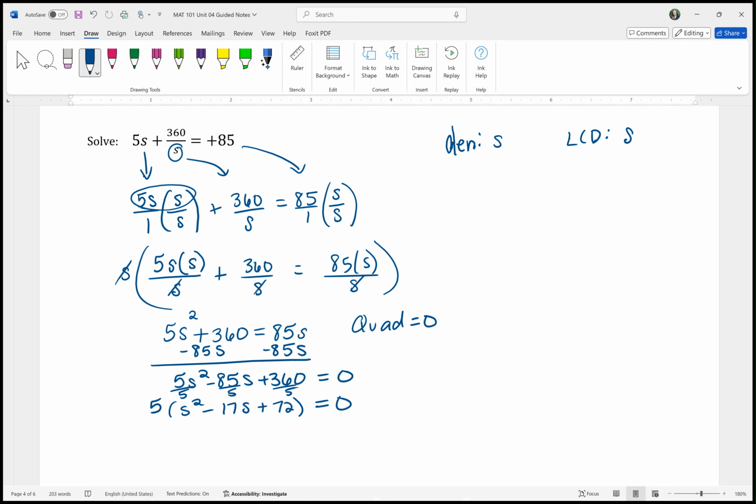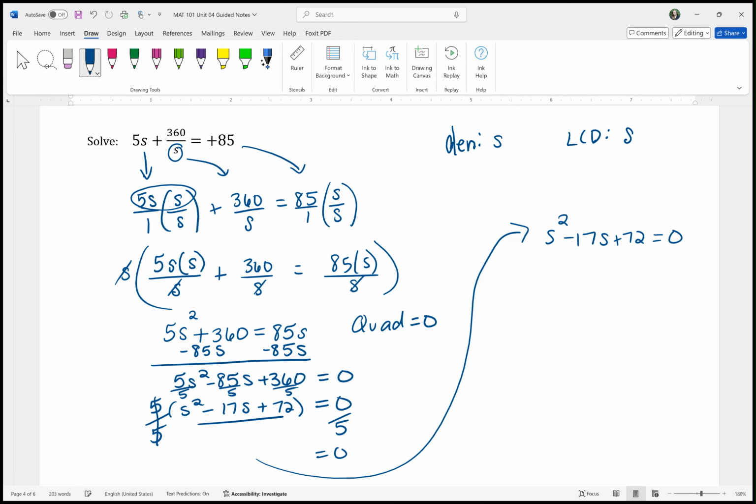Okay, and then here's another little trick to do. You don't really need to save this 5, okay? If that was an X, this would be a whole different conversation, or an S in this case. But in this case, I can just divide out the 5, and that's going to just leave me with this, okay? So 5 over 5 cancels. This is going to equal 0. So here's what we're going to do. We're going to bring this up here so we can factor for our next step. So this would be S squared minus 17S plus 72 equals 0.